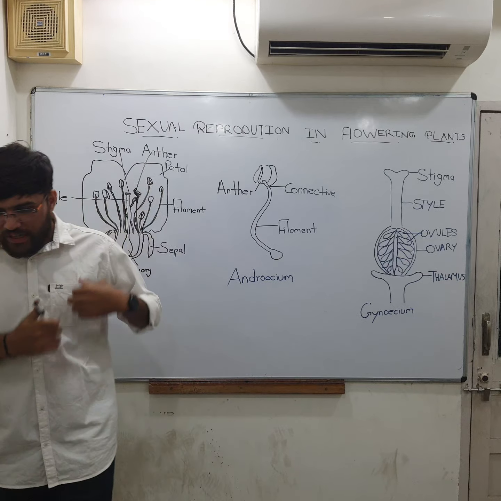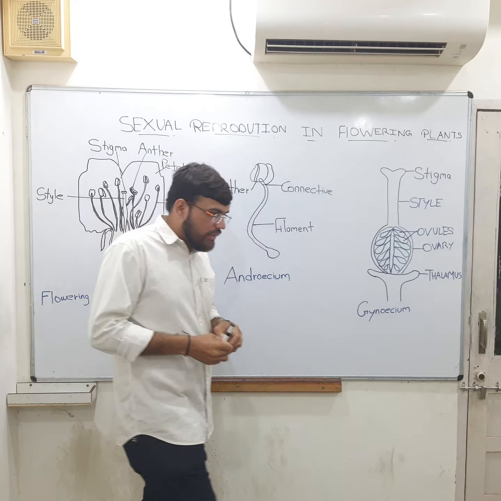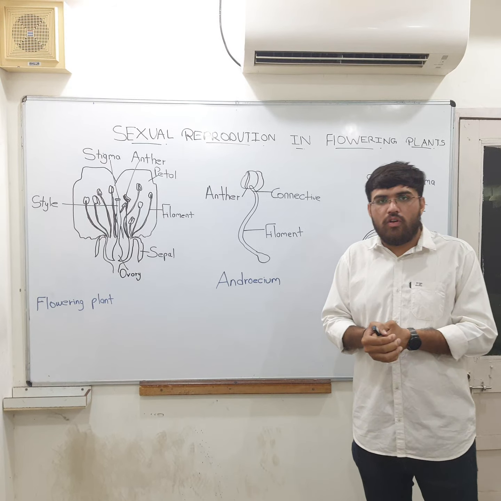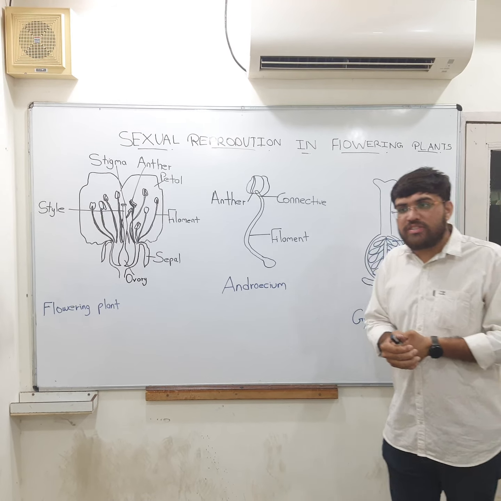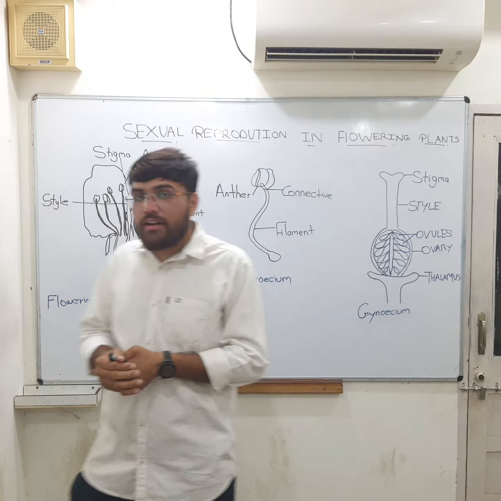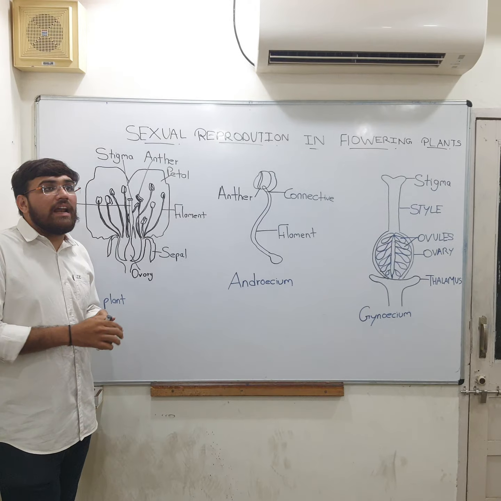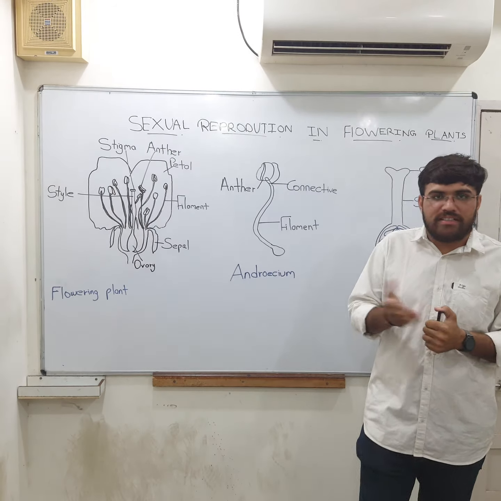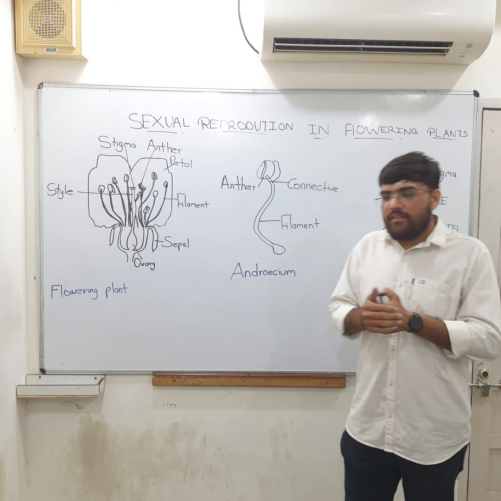So far we have discussed asexual reproduction. Asexual reproduction is the reproduction in which a single parent is involved. No gametes were produced, no zygote was there. But in sexual reproduction, there are two parents which produce two opposite gametes, that is the male gametes and the female gametes.